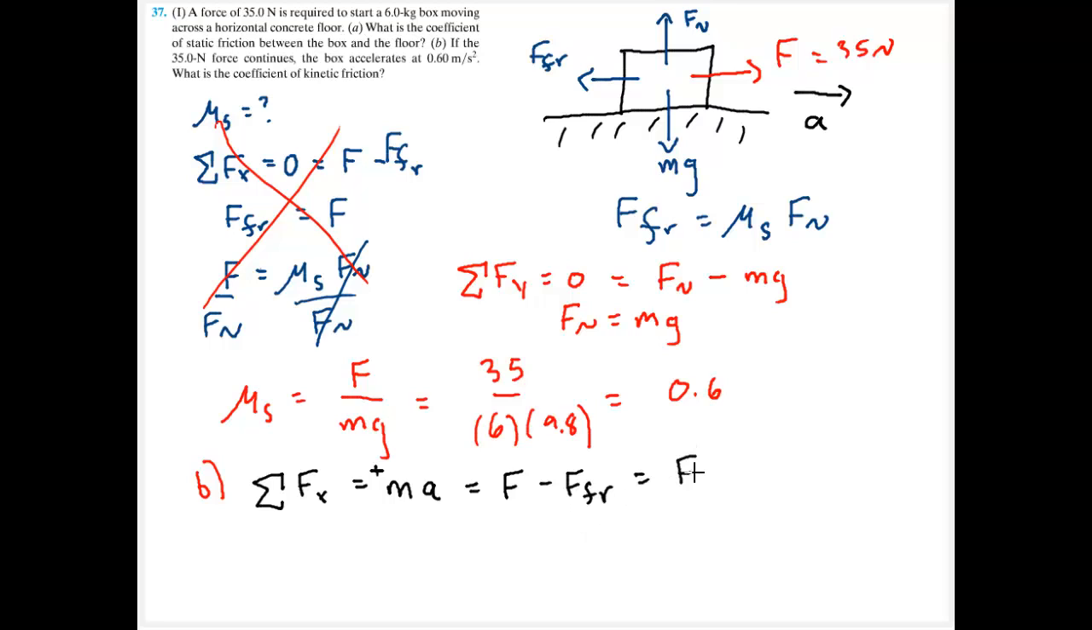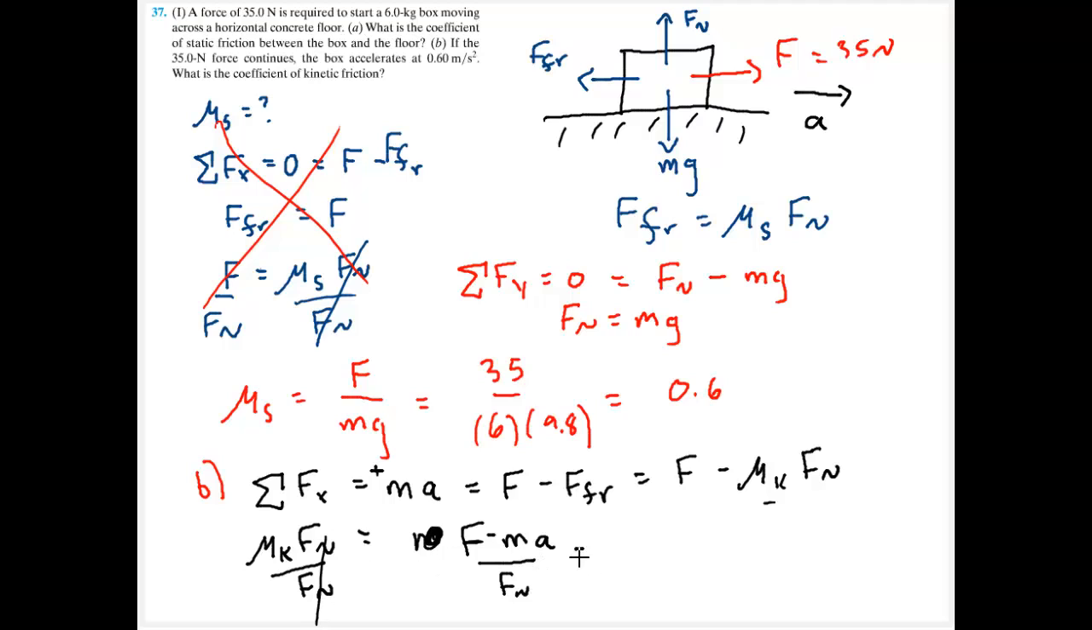I know that I can also write this as my force minus my mu sub k, now it's moving, kinetic friction, multiplied by the normal force, and this is what I'm solving for. So I'll be able to say that mu sub k multiplied by the normal force must be equal to the force minus the mass times acceleration. Divide both sides by the normal force here, and I isolate the coefficient of kinetic friction.